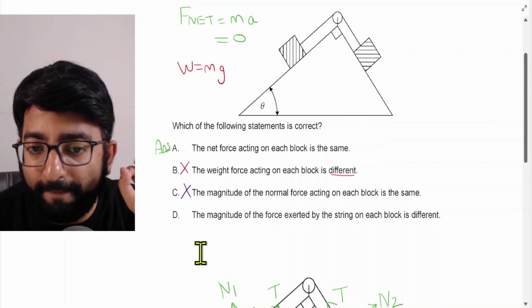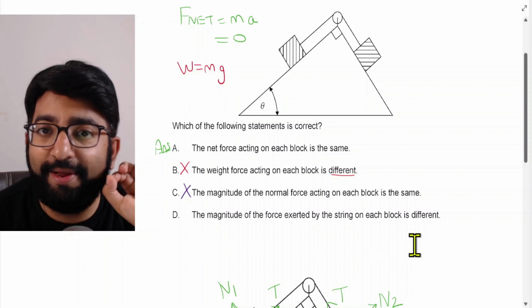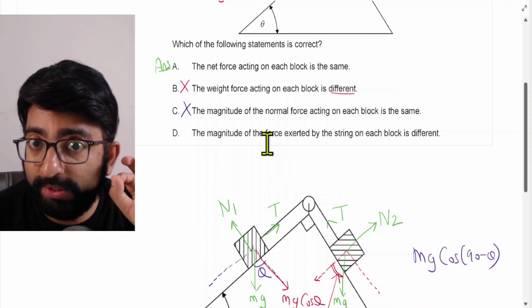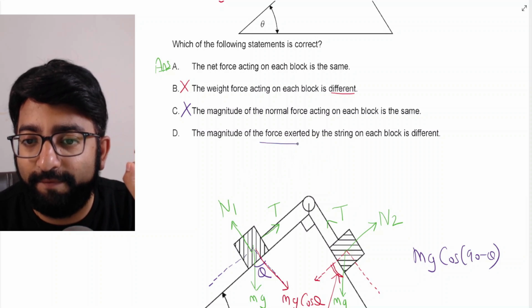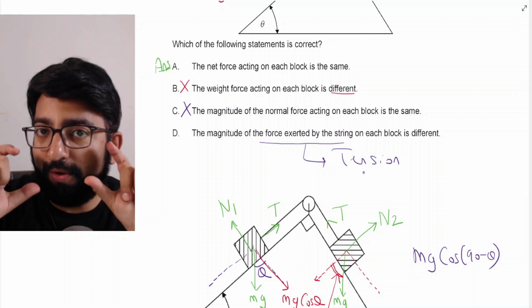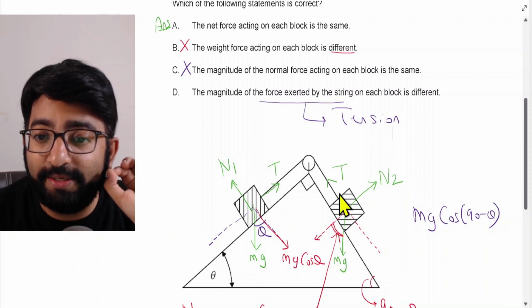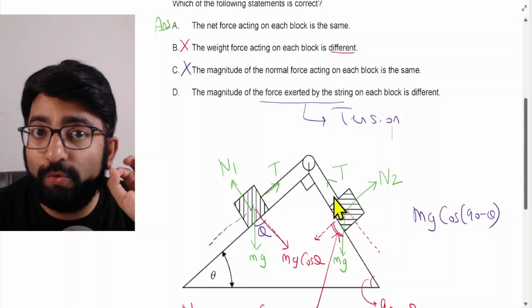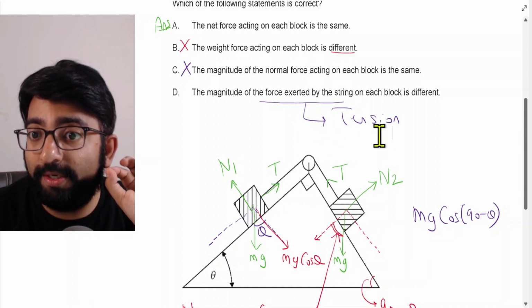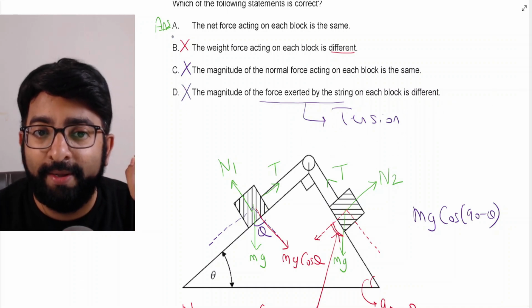Coming to option D, the magnitude of force exerted by the string on each block is different. We need to check, is that correct or wrong? Magnitude of the force exerted by the string is another way of saying the tension which is acting in the string. Now try to recall the logic of tension. The value of tension is the same as long as it is the same rope. So in this question, there are two blocks, but they are connected with one single string. And that is why the value of tension will be the same for both blocks. And that's why option D also is incorrect. And answer A is the right option.